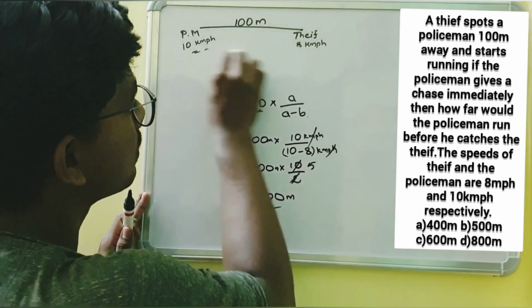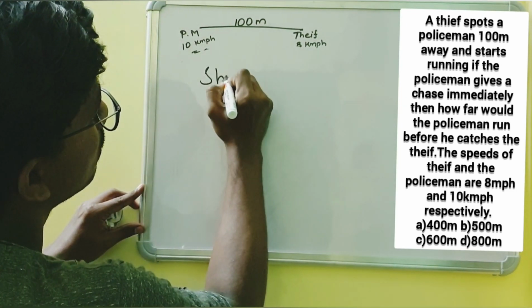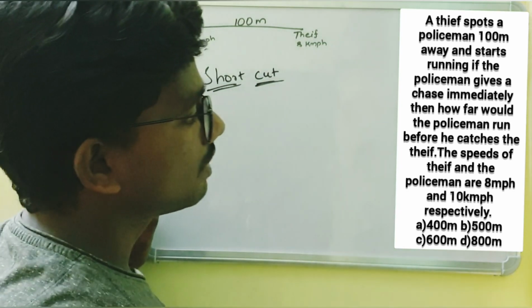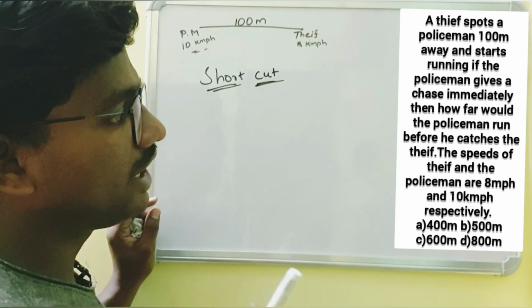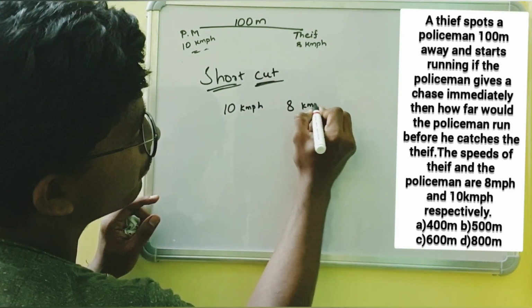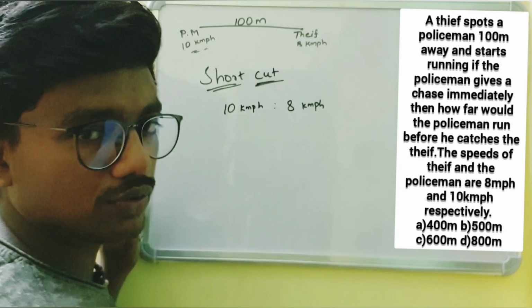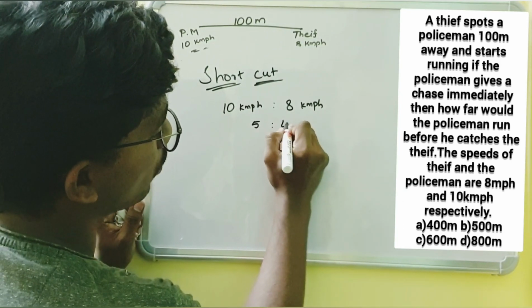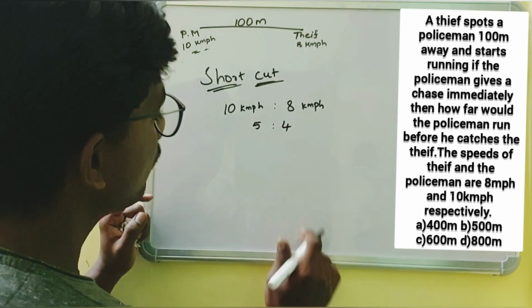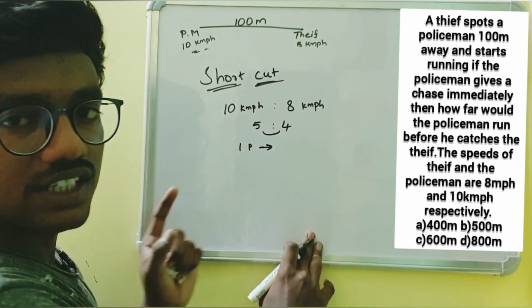Now I will discuss the shortcut for this problem. Okay, shortcut. See, here the speed of the policeman and the speed of the thief are 10 kilometers per hour and 8 kilometers per hour. See, these two are given in the question. Now I will take the ratio of these two speeds, which is nothing but 5 to 4. Directly we can obtain this. Okay, by seeing 10 and 8, we can directly take 5:4 ratio. Okay, here the difference is one part. For this one part, the difference in the distance is 100 meters.